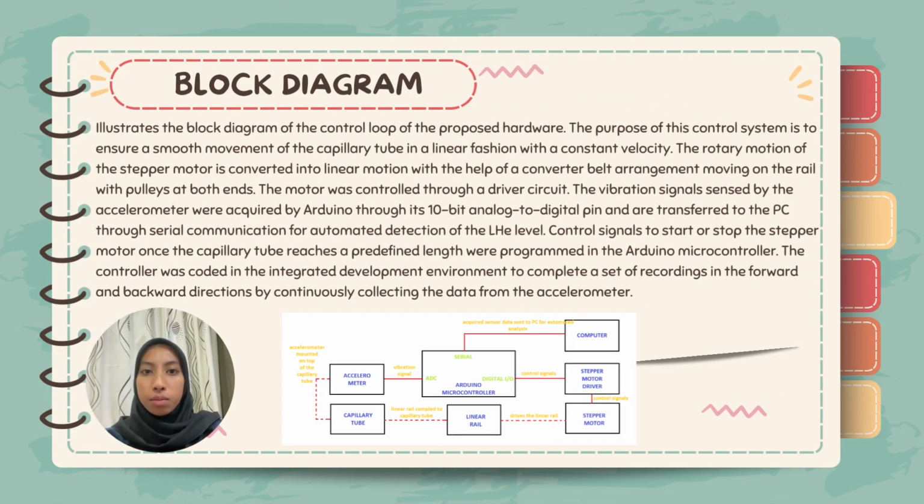Illustrate the block diagram of the control loop of the proposed hardware. The purpose of this control system is to ensure a smooth movement of the capillary tube in a linear fashion with a constant velocity. The rotary motion of the stepper motor is converted into linear motion with the help of a belt arrangement, moving on the rail with pulleys at both ends. The motor was controlled through a driver circuit.